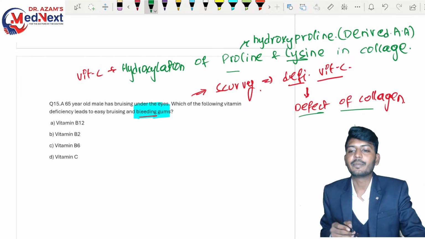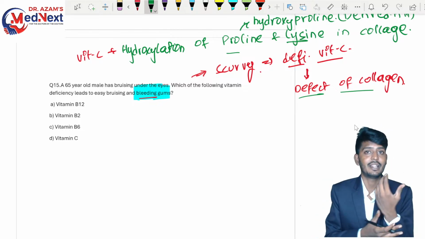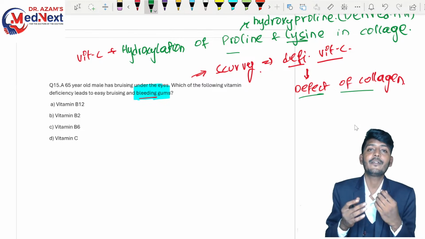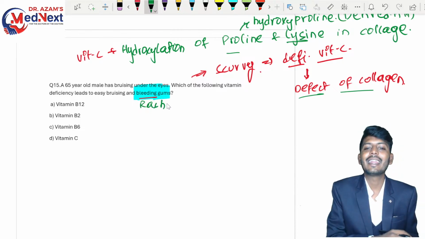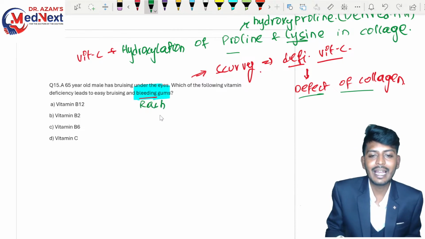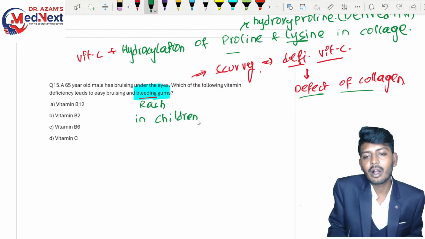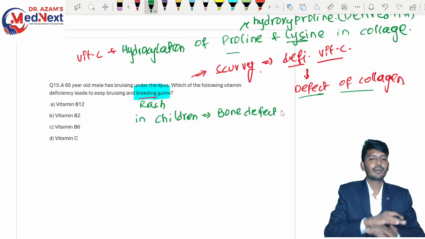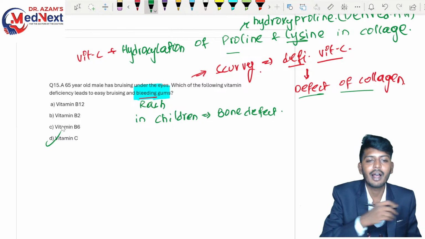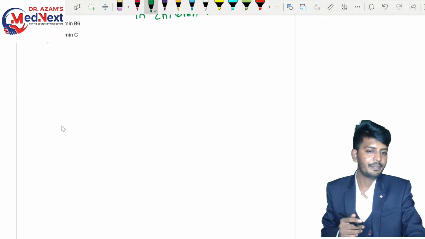Collagen is especially present in the capillaries, which are present all over the body, especially in the skin and gums. So what can happen? Bleeding gums. Along with bleeding gums, the patient can also have skin rash, and later in children, scurvy will also manifest as bone defects. Remember, bone defects also come. So this is the story of vitamin C. Answer is D, done. Let's go to the next question.